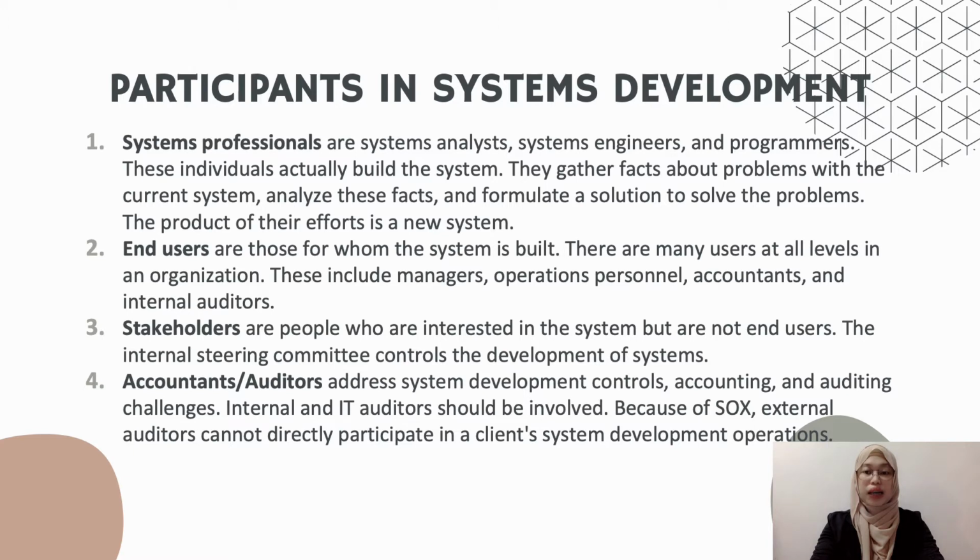An organization has many users at all levels. Managers, operators, accountants, and internal auditors are some of the examples. It's difficult to spot a non-user in some organizations. During system development, system professionals work with primary users to understand their problems and demands. Stakeholders are people who are interested in the system but are not end users. These are accountants, internal and external auditors, and internal steering committee that oversees the system development.